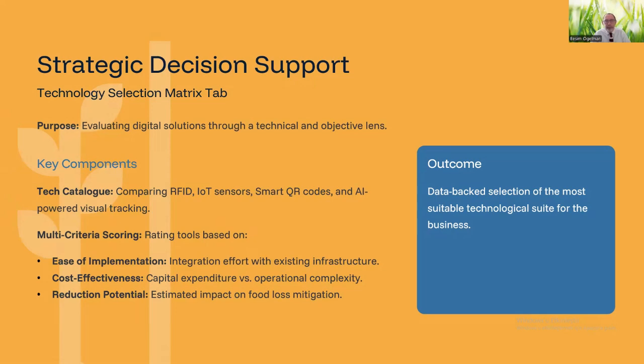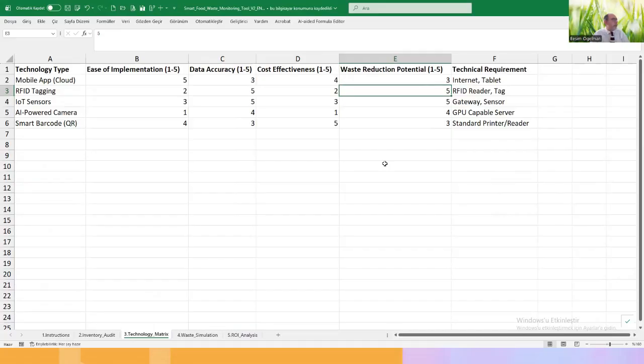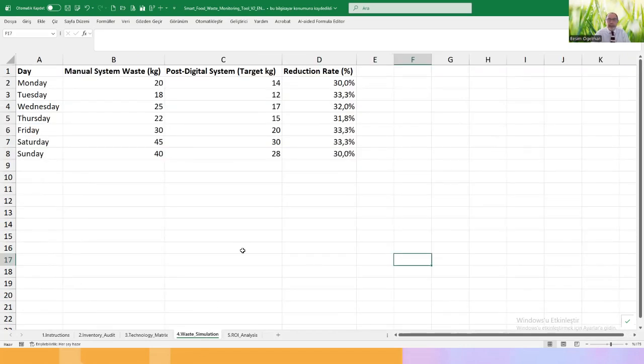Waste simulation, efficiency analysis of digital transformation. Here, as you see, waste simulation. Now we transition from theory to practice and the power of numbers. The waste simulation page is the area where we prove the operational power and efficiency of digitalization with mathematical certainty.